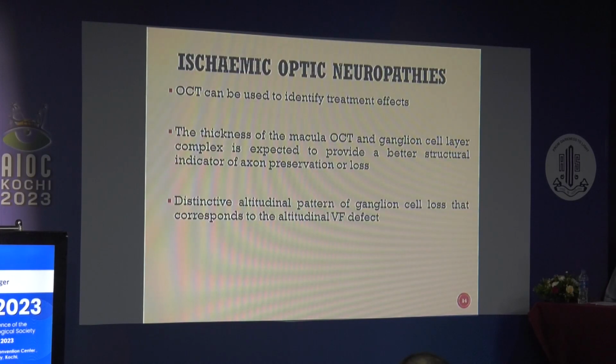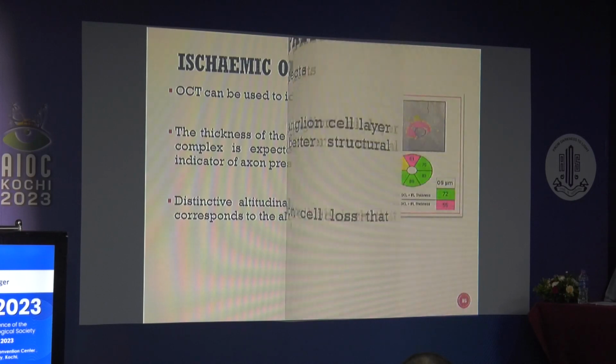Now coming to the ischemic optic neuropathies, OCT can be used to identify the treatment effects. The thickness of the macula on OCT and the GCL is expected to provide a better structural indicator. And even in ischemic optic neuropathies, the distinctive altitudinal pattern of GCL loss can correspond to the altitudinal field defect as well. So you can correlate on OCT as well as on field perimetry.